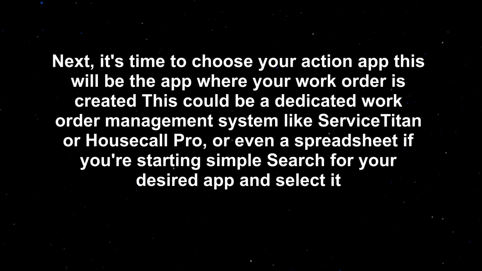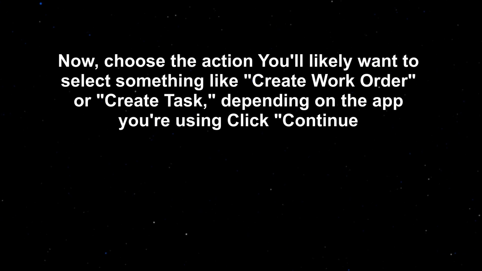Next, it's time to choose your action app. This will be the app where your work order is created. This could be a dedicated work order management system like ServiceEdition or HouseCall Pro, or even a spreadsheet. If you're starting simple, search for your desired app and select it. Now, choose the action. You'll likely want to select something like Create Work Order or Create Task. Depending on the app you're using, click Continue.